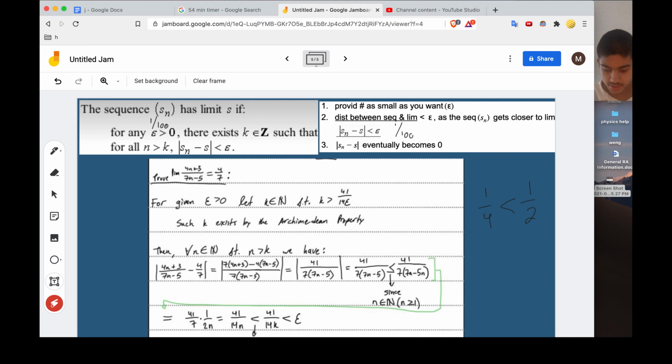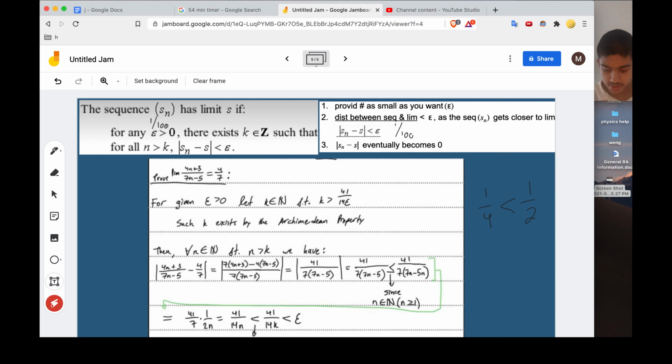Now we have 41. Now we have a very simple fraction. In the beginning, we had something very complicated. Now we have something very simple, and we just have one fraction. That's what we want to do in the limit proof. We want to take this s of n minus s, which is usually going to be complicated, and make it just one fraction. And in this case, we made it 41 over 14n.